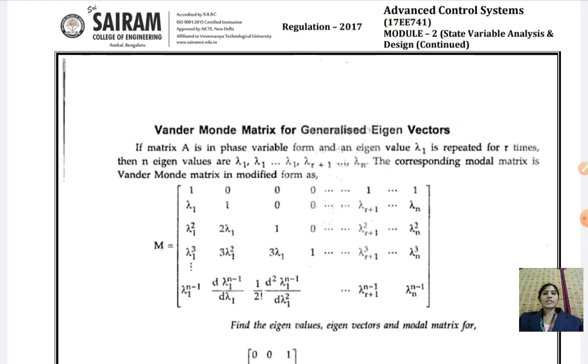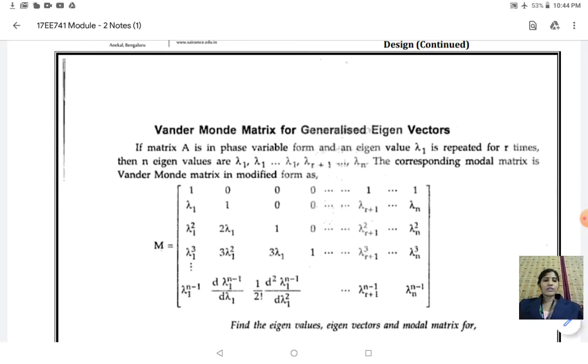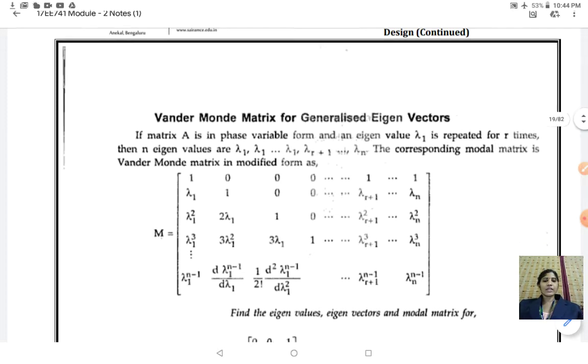In the previous class we discussed what is meant by an eigenvector, how to obtain the eigenvector, and what is meant by a generalized eigenvector and how the Vandermonde matrix for the generalized eigenvector will appear. So in this class we are going to see how to obtain the generalized eigenvector. What is the procedure to calculate your generalized eigenvector?